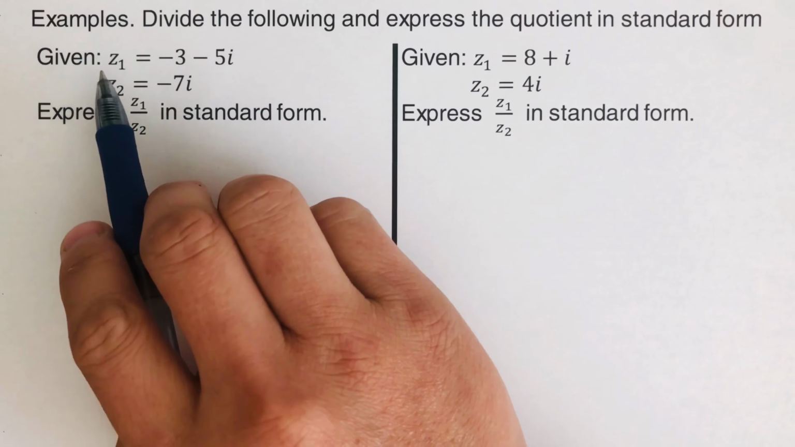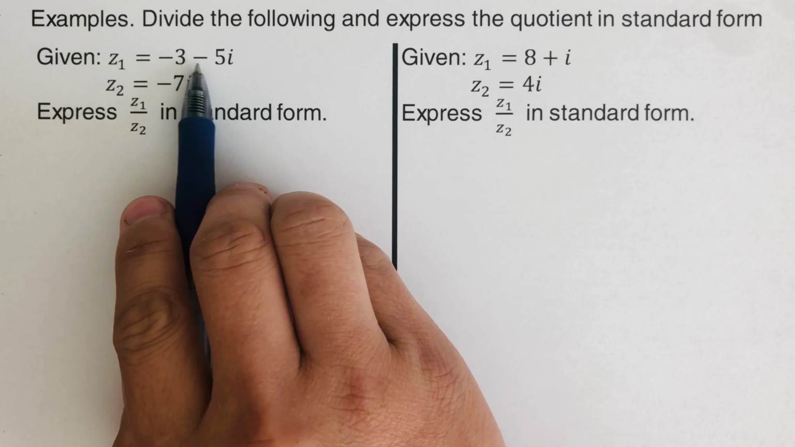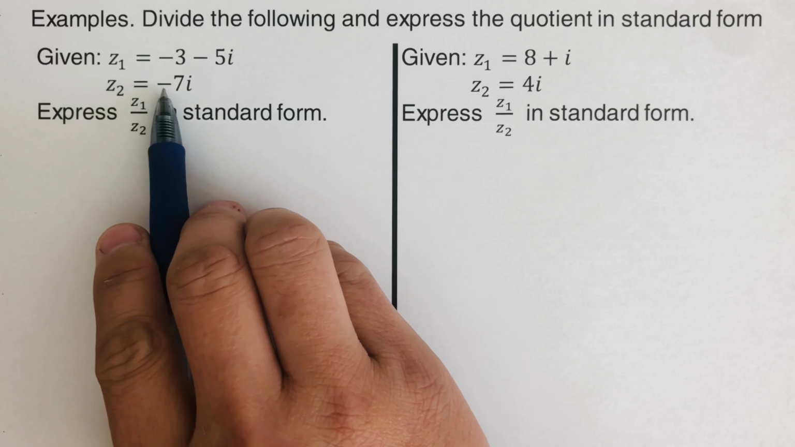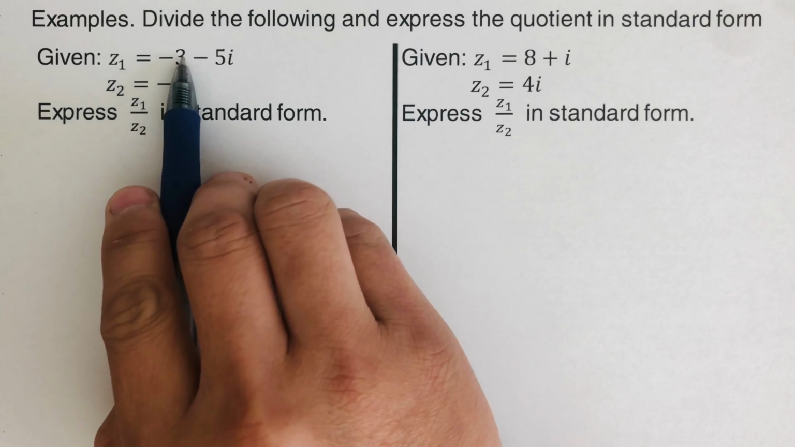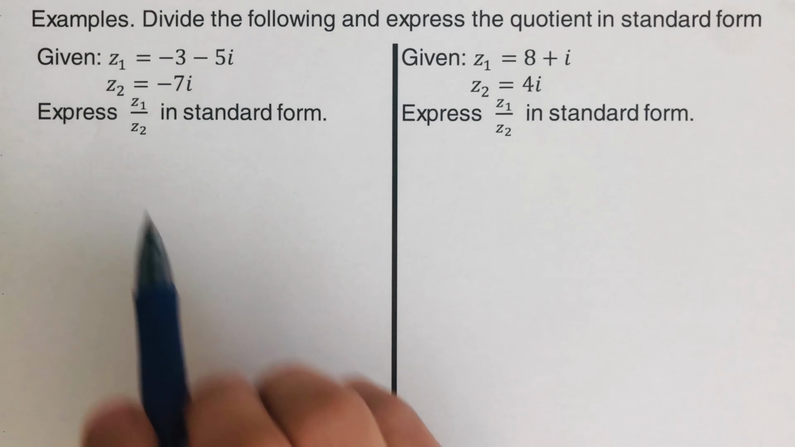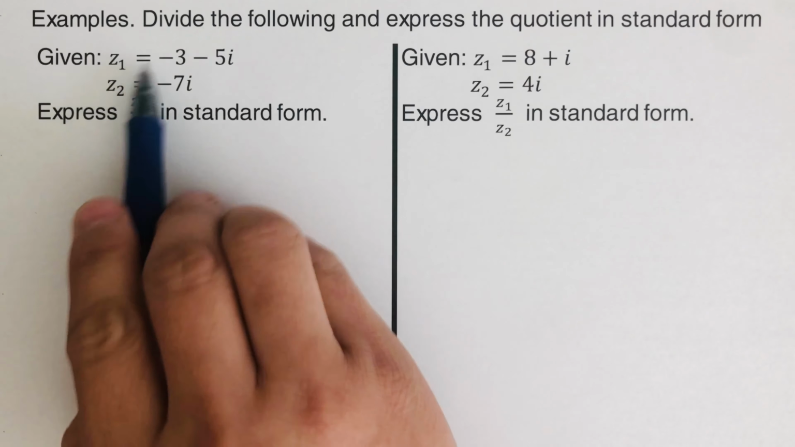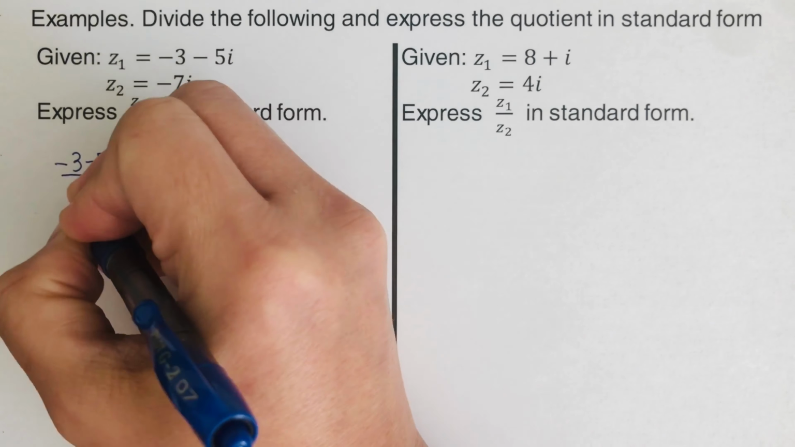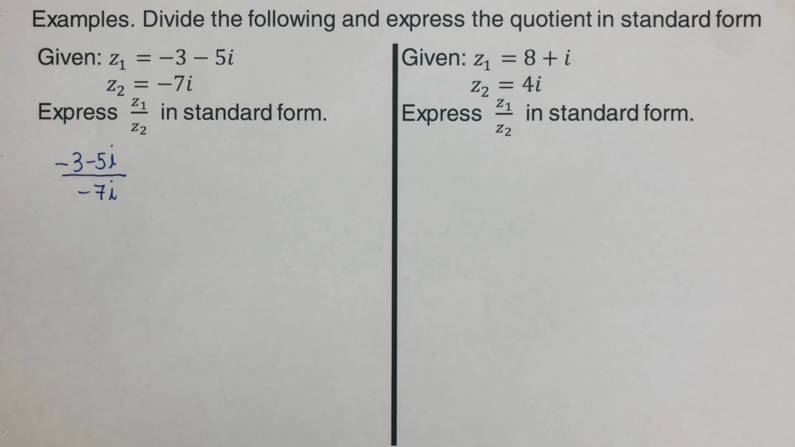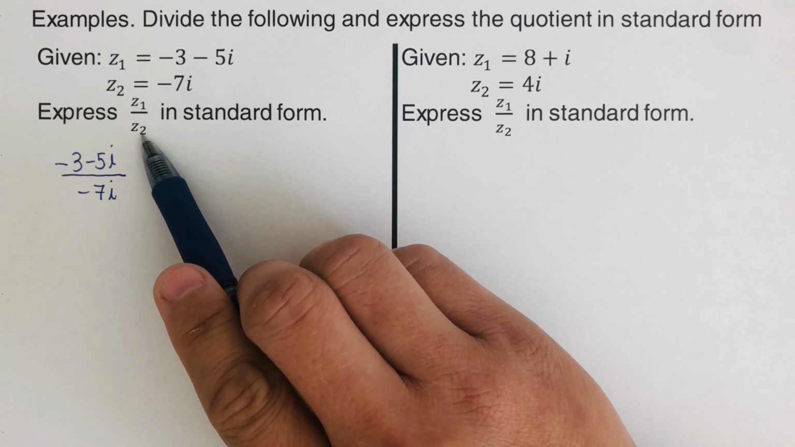So we are given z sub 1 is -3 minus 5i and z sub 2 is -7. Express z sub 1 over z sub 2, which means we're going to divide these two in standard form. So if I were to write, I'm going to plug in the z sub 1 there, so it's going to look like this. Okay, so I've set up z sub 1 over z sub 2.